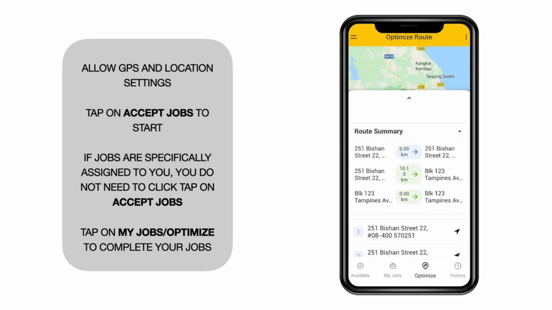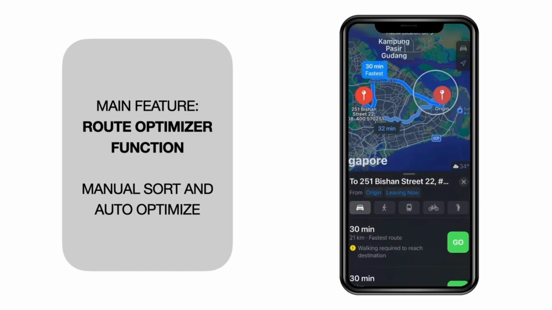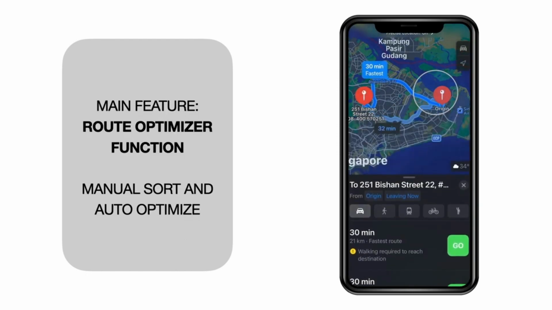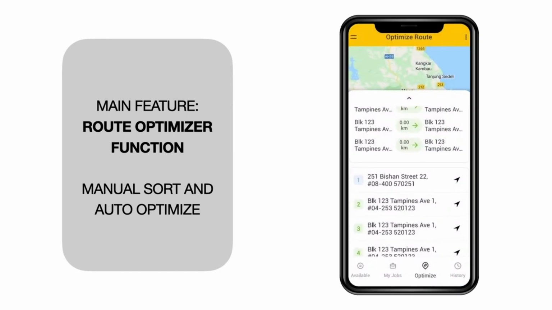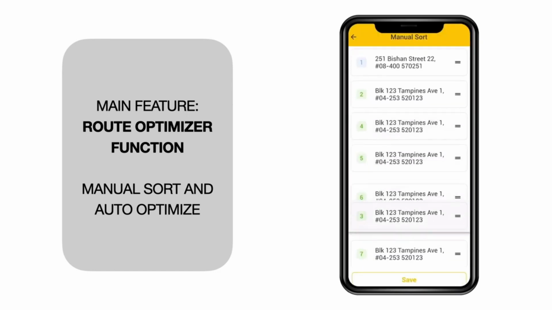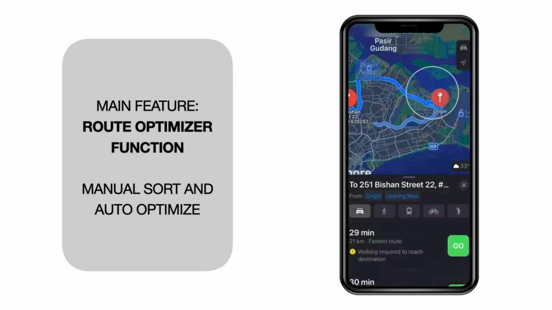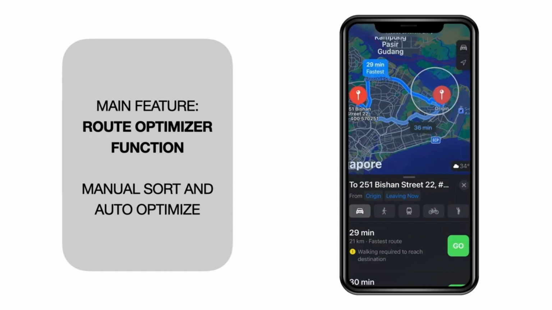In the Optimizer, tap on the location arrow icon beside jobs to link to Google Maps. This will show you the best possible route to get you to your destination. We have manual sorting feature where drivers can change the sequence of the route. If you change your mind, and want uRoute to optimize the best route for you, tap on Auto Optimize.